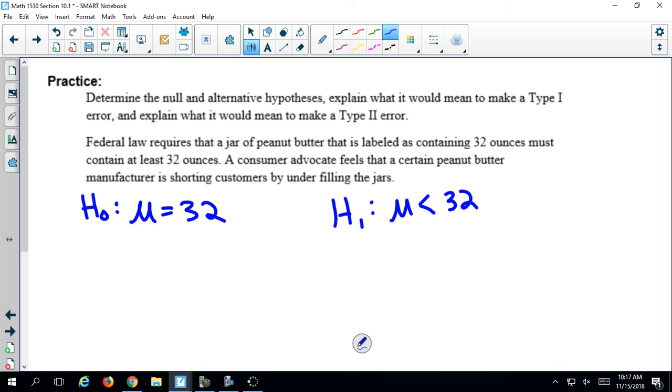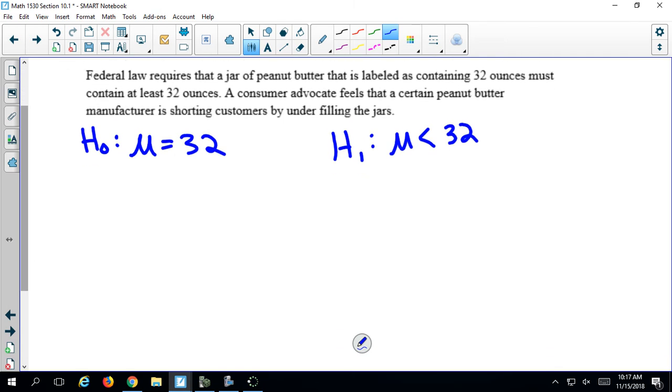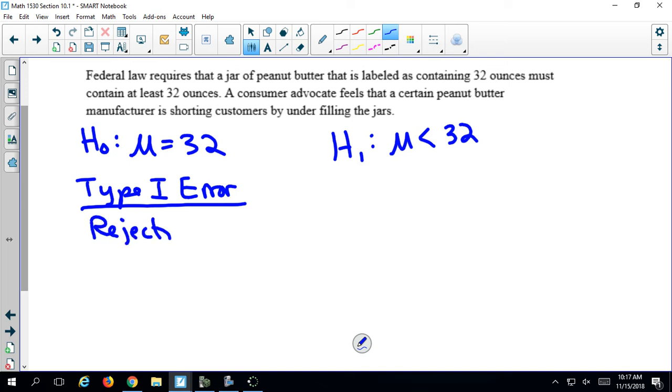So what would it mean to make a type 1 error? So a type 1 error would be rejecting the null hypothesis when it's actually true. Is you saying, we don't believe that they're filling these jars with 32 ounces, we believe it's less, when they're actually doing it the right way. Okay, so type 1 error would be rejecting the null hypothesis when the mean is actually 32.